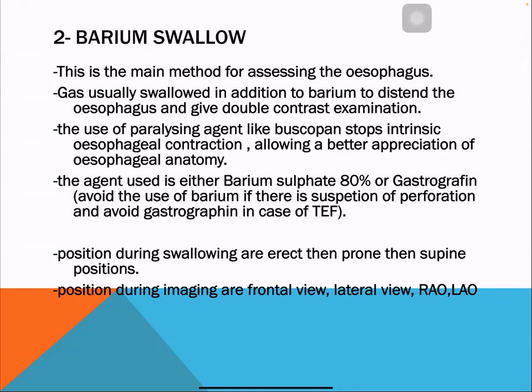The agents used are either barium sulfate 80% or gastrografin. However, avoid the use of barium if there is suspicion of esophageal perforation, and avoid gastrografin in case of suspicion of tracheoesophageal fistula, as this may cause anaphylaxis and a high rate of death. The positions during swallowing are erect, then prone, then supine, and the positions during imaging are frontal view, lateral view, right anterior oblique, and sometimes left anterior oblique.